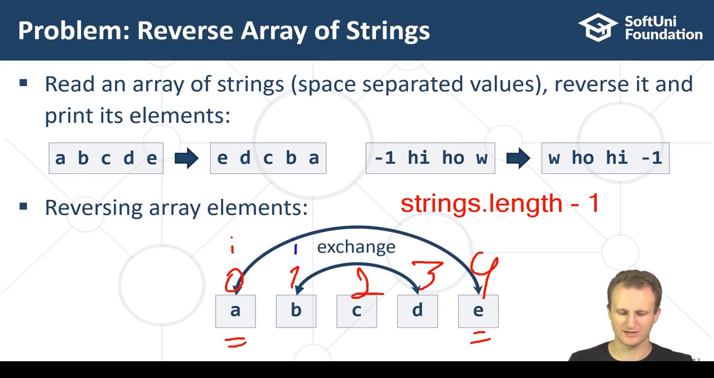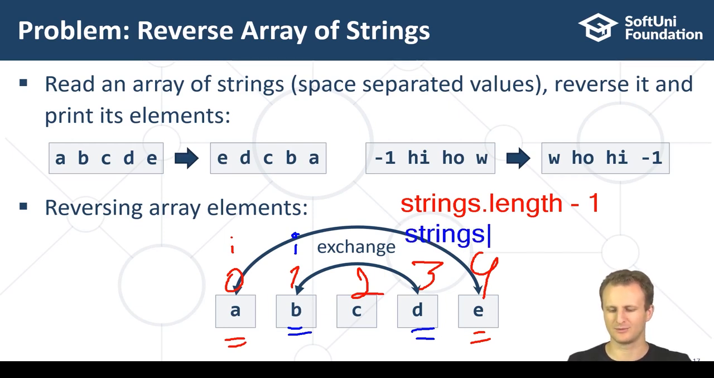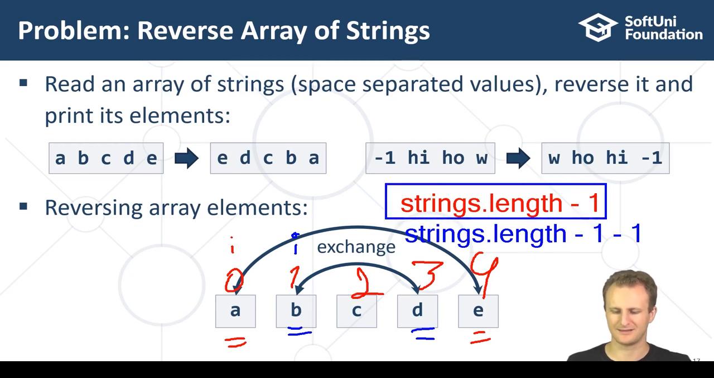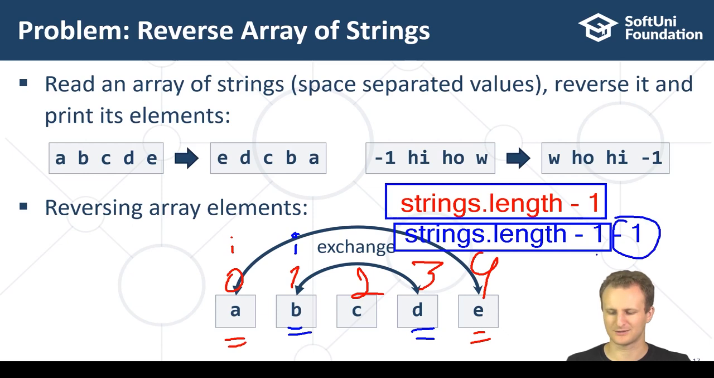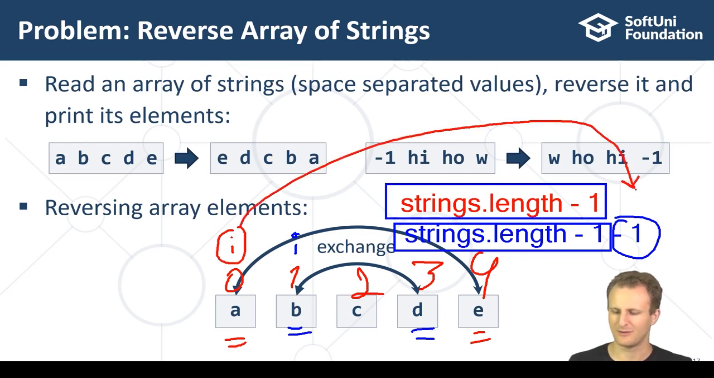Okay, what happens when I becomes 1? So I becomes 1, pointing at the character B. Which index do we need to exchange that with? Well, we need to exchange it with index 3. What is index 3 described as variables which we have? Well, strings.length minus 1 and then minus 1 again, right? So strings.length minus 1 is the last item, and strings.length minus 1 and again minus 1 is the next element. But what is that 1? Well, 1 is I, right? So I is index 1. And this is what we're using over here. And if you think about the first index, well, here we also have minus I, but it's minus 0 because I is 0 the first time around.